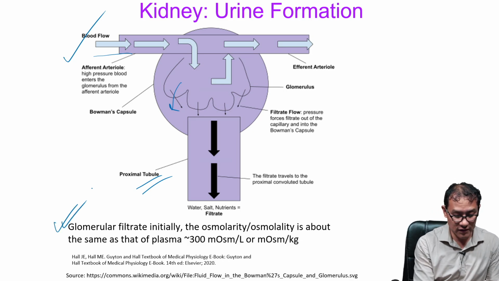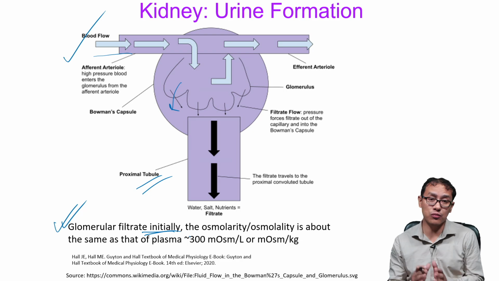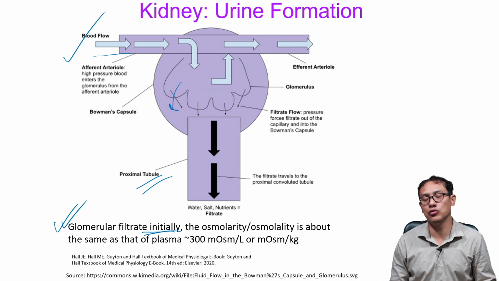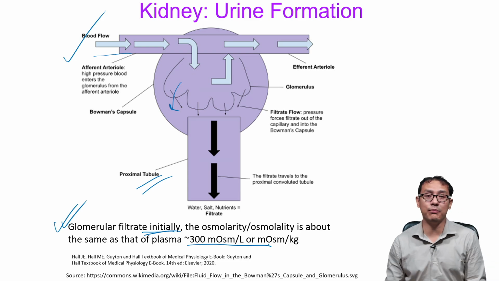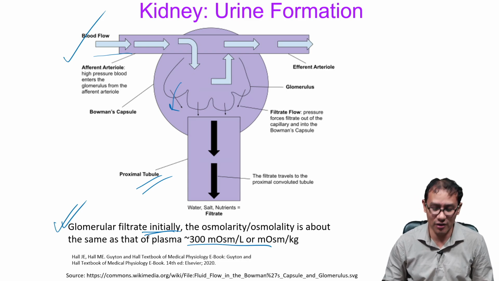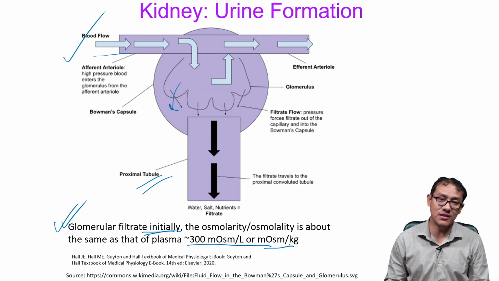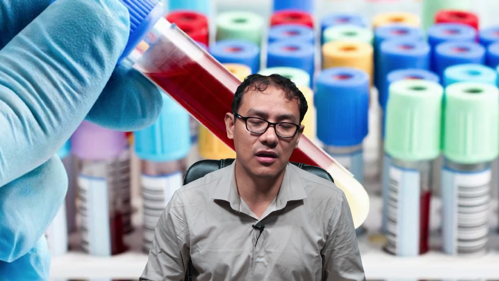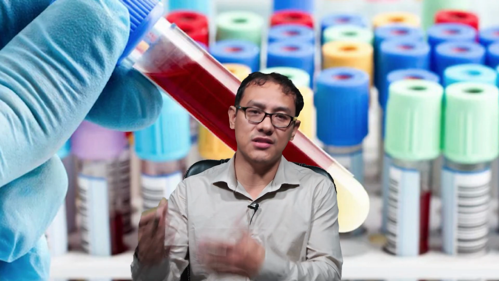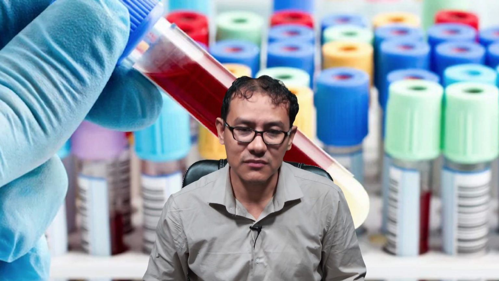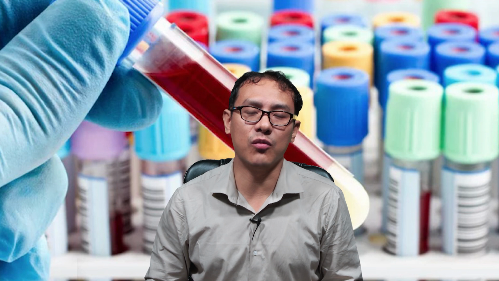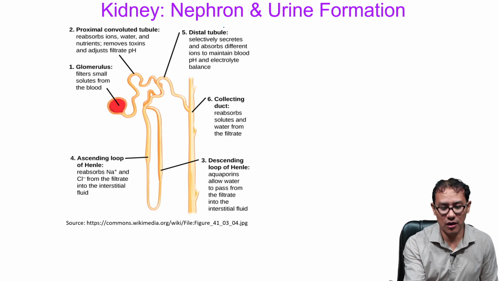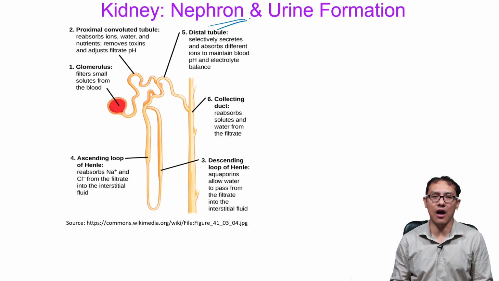In glomerular filtration, initially the osmolarity is similar to the plasma, which is 300 milliosmol per liter, or 300 milliosmol per kg for osmolality. So osmolality is also the same in the glomerular filtrate, but as processing happens in the tubules, depending upon the requirement of the body, the osmolality can increase or decrease. So these are the different parts of the nephron and how processing happens.